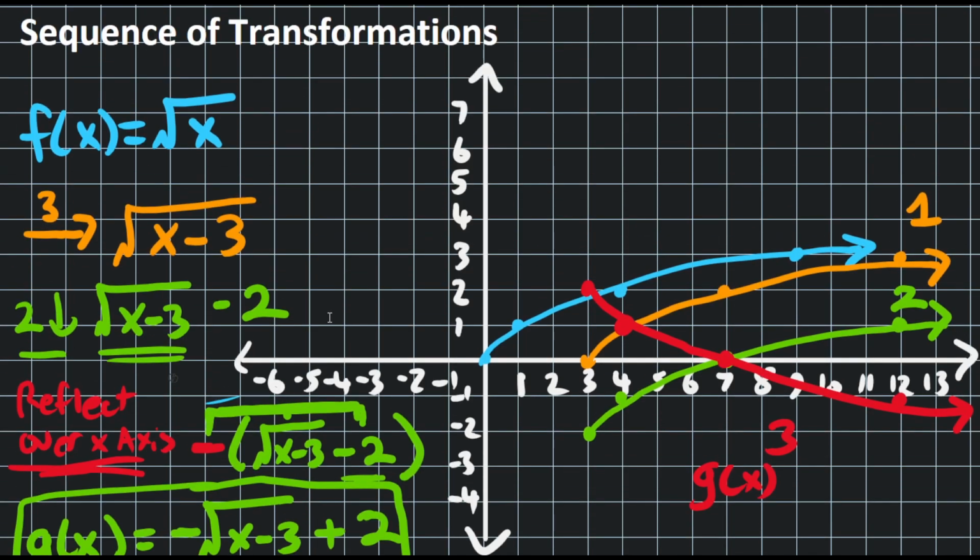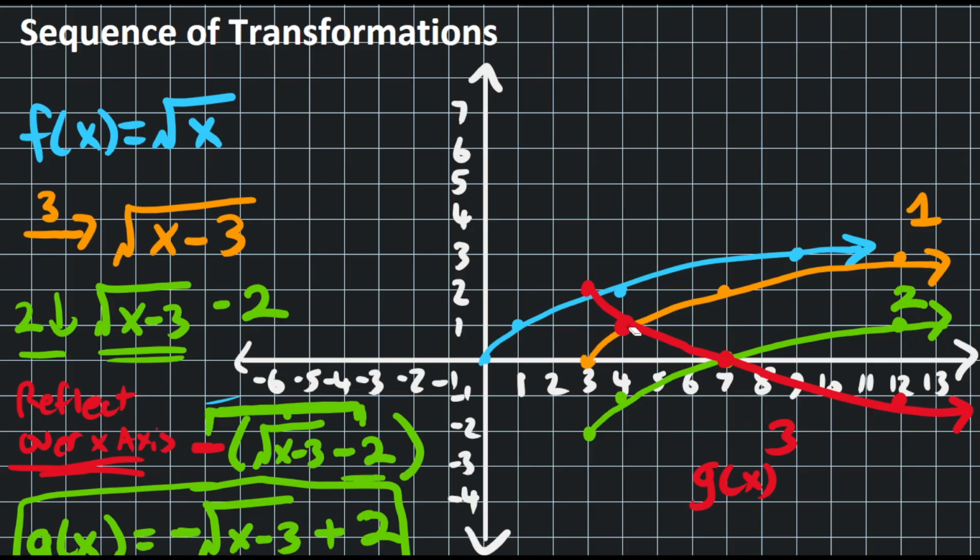So one more thing that's very important to mention is that the order in which you do this sequence of transformations matters. First, we shifted to the right by 3, and then we shifted down by 2, and then we reflected across the x-axis. That order matters. Let's say we did it backwards. So let's go ahead and actually do this whole thing backwards.